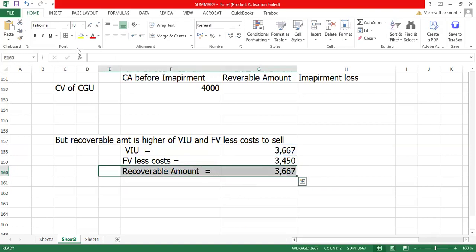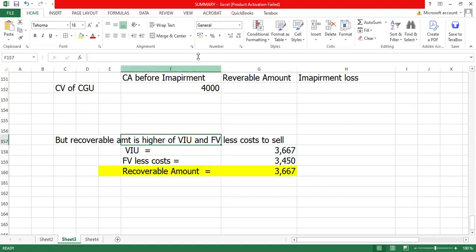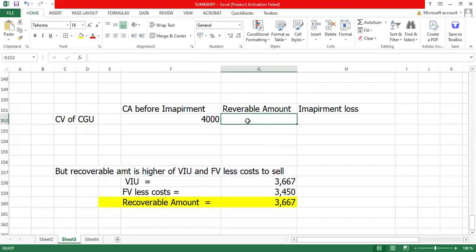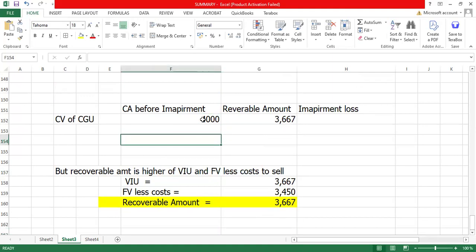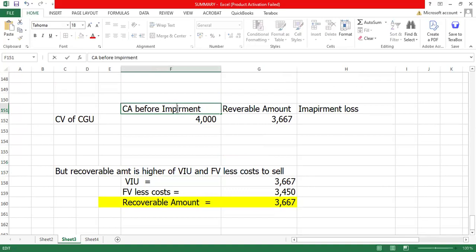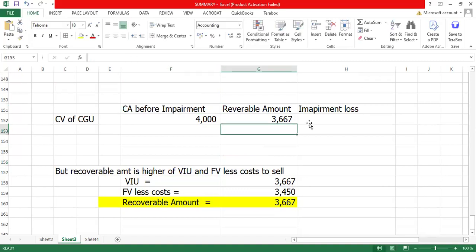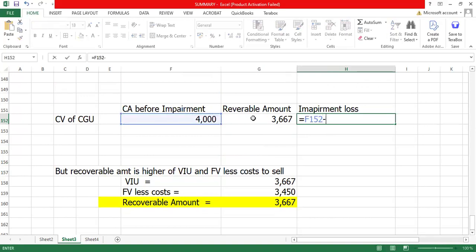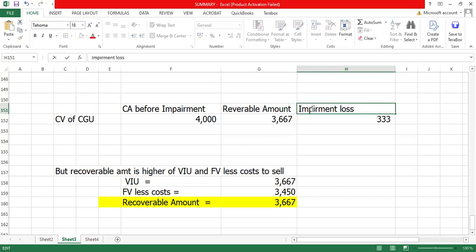But colleagues, are you still following? We are following. Okay. So you put that figure here. Do you have impairment? If not, no impairment. Here the recoverable amount is lower, so there is impairment. Impairment of how much? This minus this. So that is your answer.